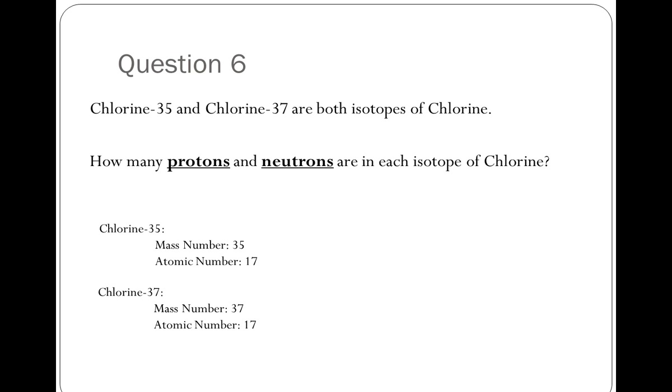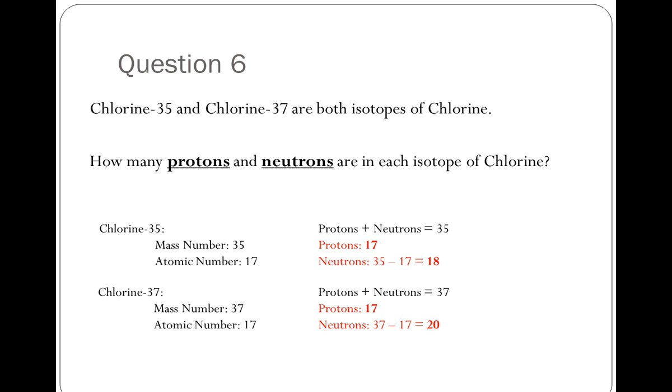Now, chlorine 37 has a mass number of 37, but it still has the same atomic number because it is still a chlorine atom. Now, remember the mass number includes the protons and the neutrons, so therefore the protons plus neutrons equals 35. The protons is the same exact thing as the atomic number, so the protons is 17. The neutrons is 35 minus 17, or 18.